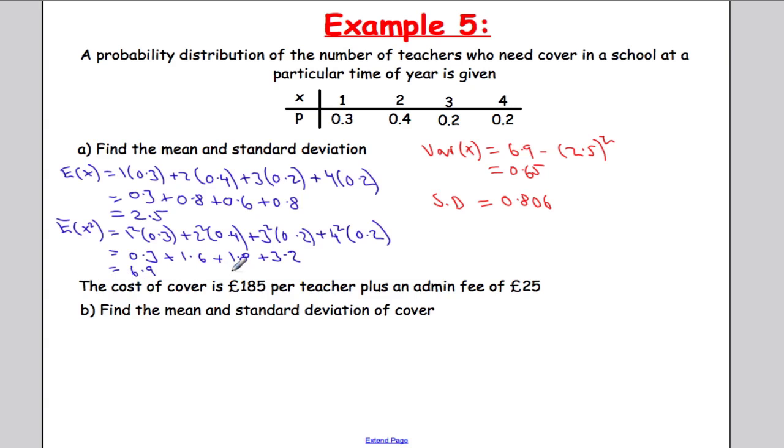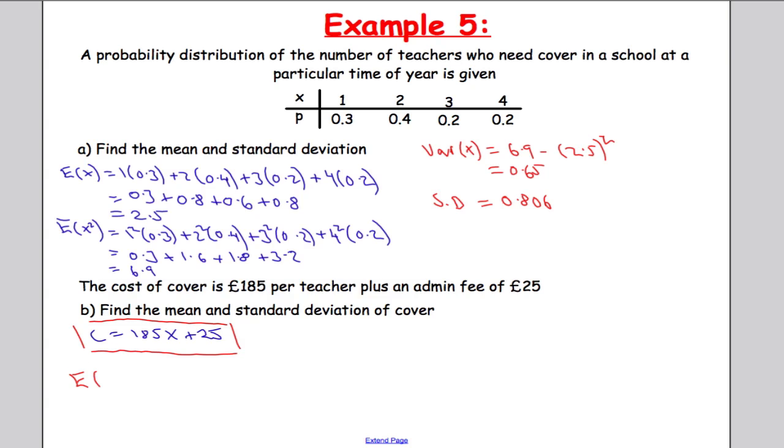The cost of cover is £185 per teacher plus an admin fee of £25. Find the mean and standard deviation of cover. So essentially it's telling me that cover equals 185 times the teacher x plus 25. I'm going to use this transformation of the variable to quickly work out the mean and standard deviation.